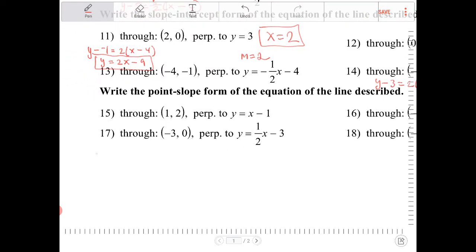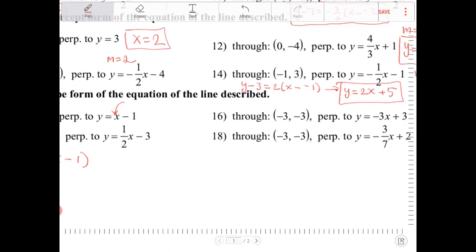And question number 15. Negative reciprocal of positive 1 is simply negative 1. So, and I'm going to write this in point slope form. So it's y minus 2 is equal to negative 1 times x minus 1. That's all it is.